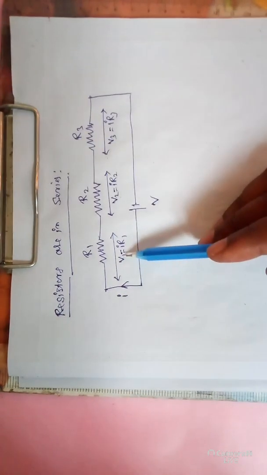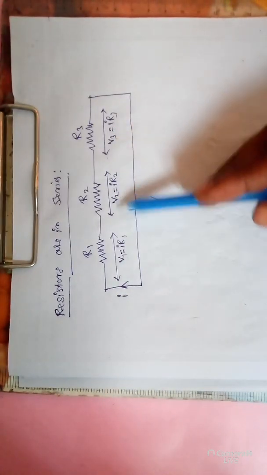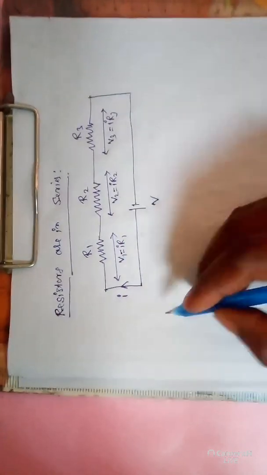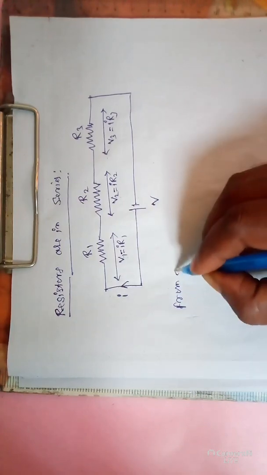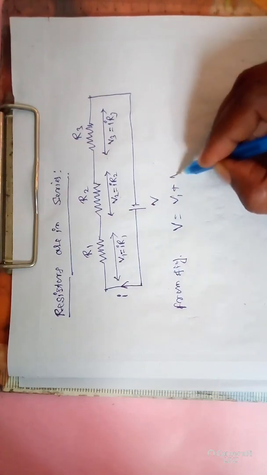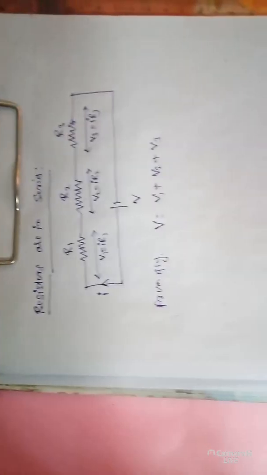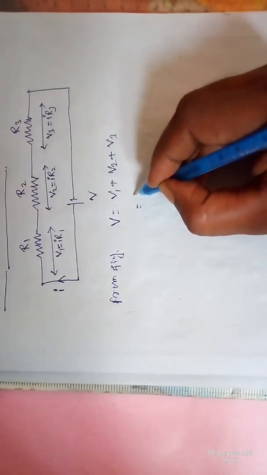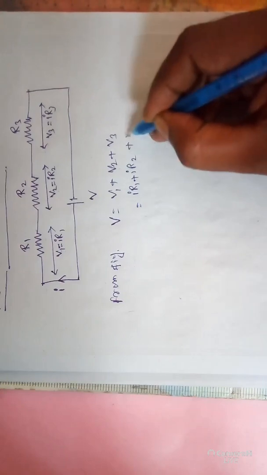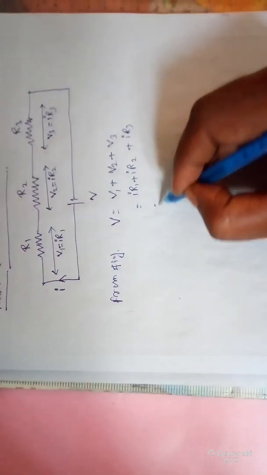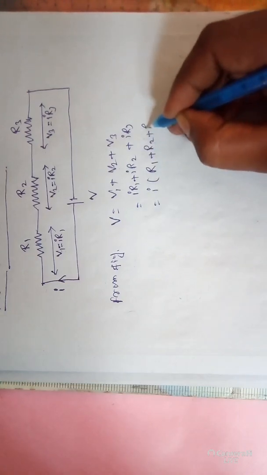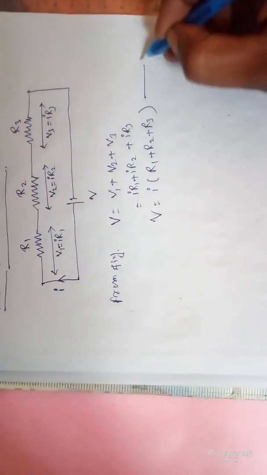I is the same because they are connected in series. But the sum of the potential drops V1, V2 and V3 will be equal to V. So what you can consider from the figure, what you can write? V is equal to V1 plus V2 plus V3. So what will be the value of V? V is I into R1 plus I into R2 plus I into R3. So if you take I common, then you will get I times R1 plus R2 plus R3. So this is the first equation.